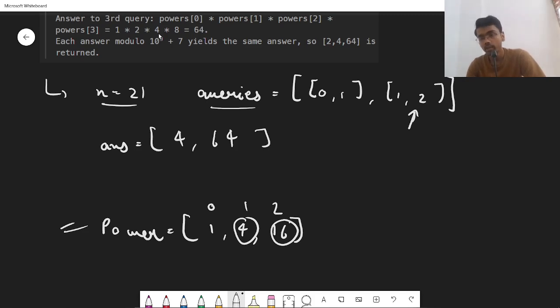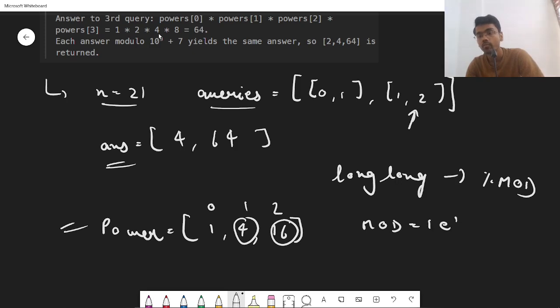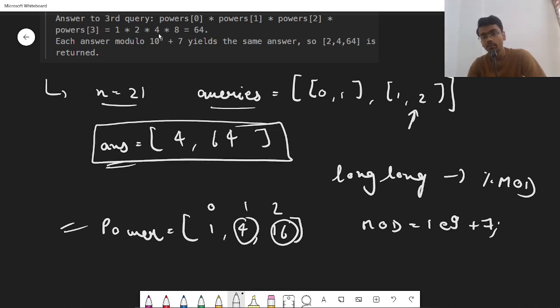Now here we are taking very small integers, but the product might go very large, so we need to take the product in long. In that case we need to return this answer array in integers, so we will take a modulo, where this modulo will be nothing but 1e9 plus 7. We will take care of this in the code. So this is the answer that we will be returning in the end. So this was the dry run part. I hope you understand this question in a better way now.